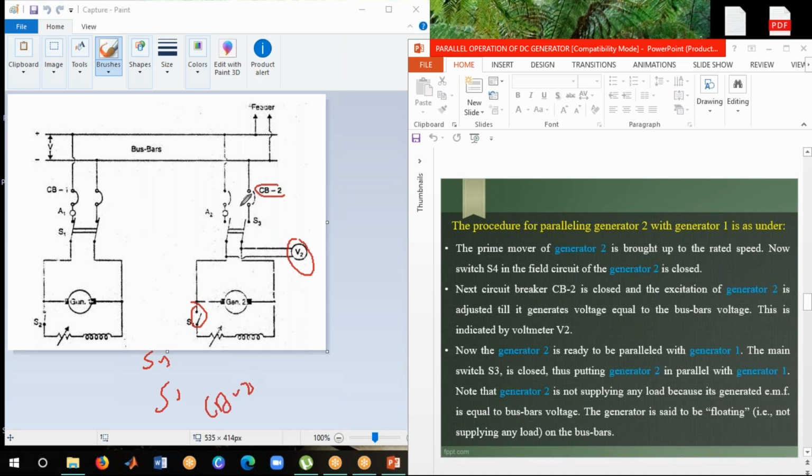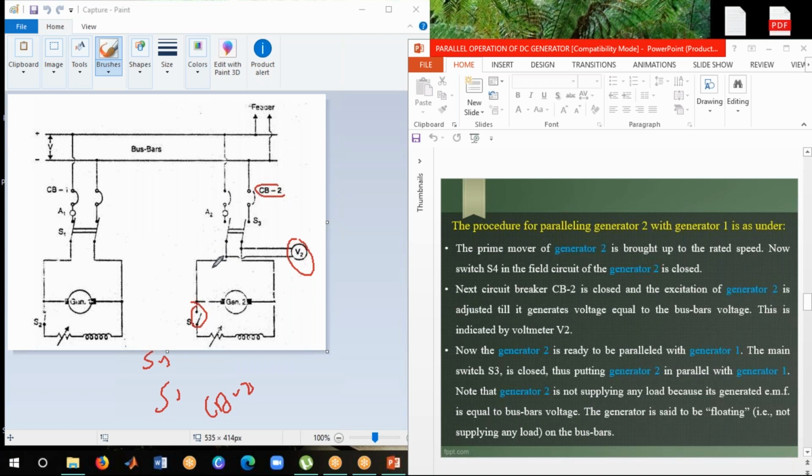సో ఈ విధంగా మనం డైరెక్ట్ గా కనెక్ట్ చేయలేం. ఫస్ట్ మనకు కావాల్సిన వోల్టేజ్ జనరేటర్ 2 నుంచి వస్తుందో లేదో చెక్ చేసుకున్న తర్వాత దెన్ వి నీడ్ టు కనెక్ట్ హియర్. ఓకేనా? సో దట్ ఈస్ ద కనెక్షన్ హియర్. సి నౌ ద జనరేటర్ 2 ఈస్ రెడీ టు ద ప్యారలల్ విత్ జనరేటర్ 1. ద మెయిన్ స్విచ్ S3 is closed. ఎప్పుడైతే మనకు కావాల్సిన వోల్టేజ్ వస్తుందో దెన్ ద జనరేటర్ 2 is ready to connect with generator 1 in parallel. సో అప్పుడు మనం S3 క్లోజ్ చేయాలి. జస్ట్ పుట్టింగ్ జనరేటర్ 2 in parallel with generator 1.